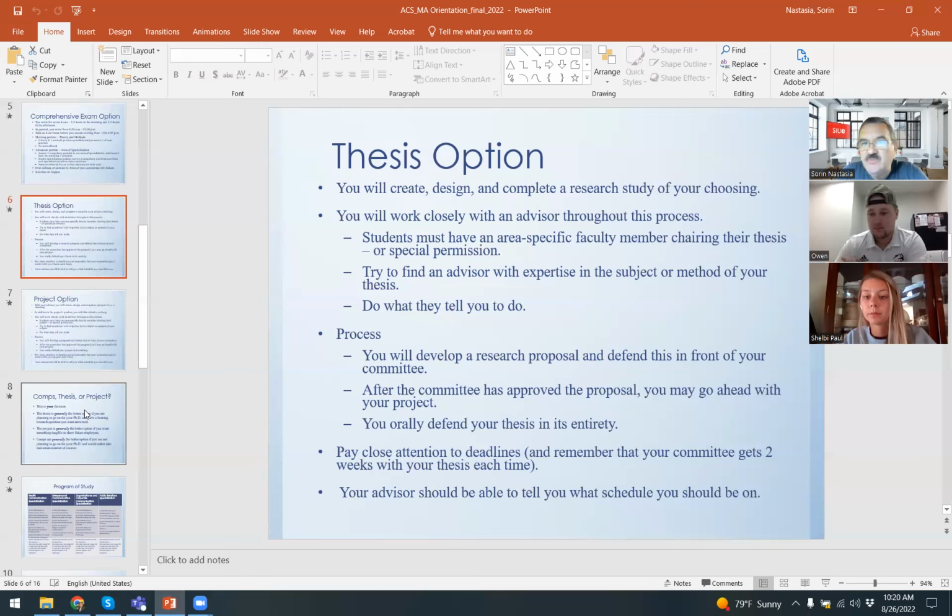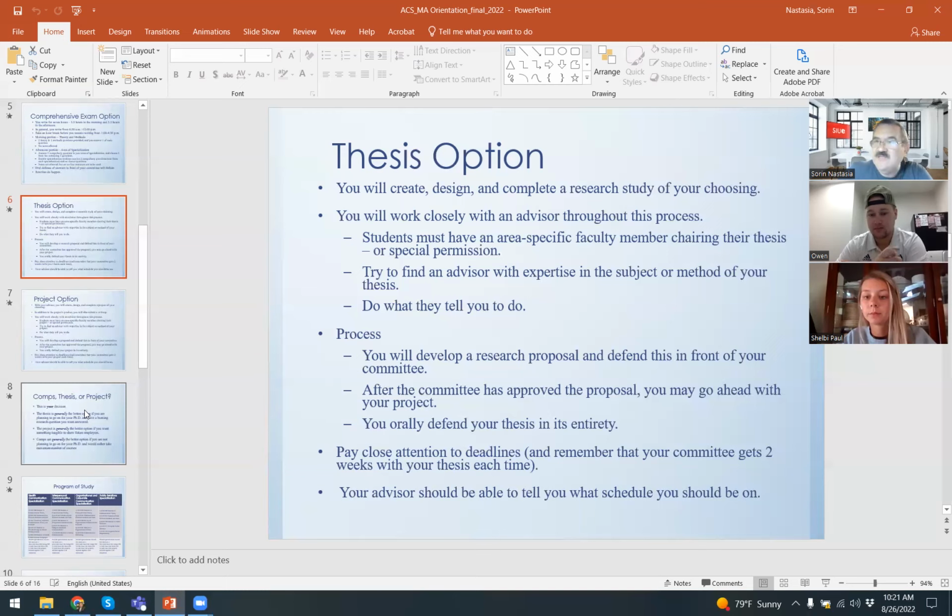In rare occasions, we even approved a professor from outside of our department to be at least a member, if not the chair. Very rarely we approve the chair of the committee from outside of our department. The process is like this. You will develop a research proposal and defend this in front of your committee. After the committee has approved the proposal, you may go ahead with your project.